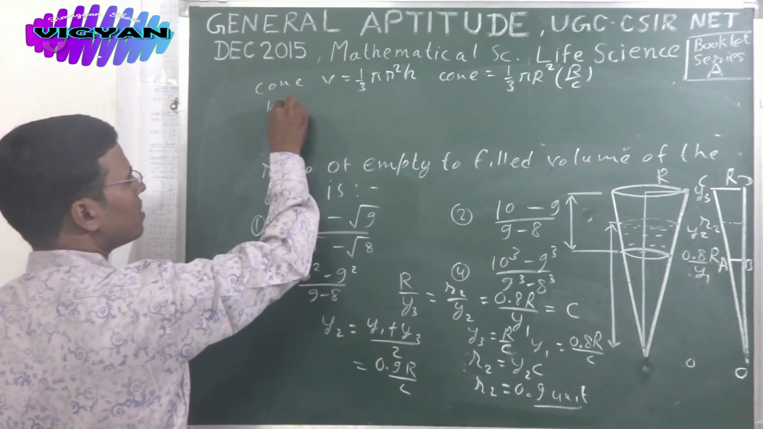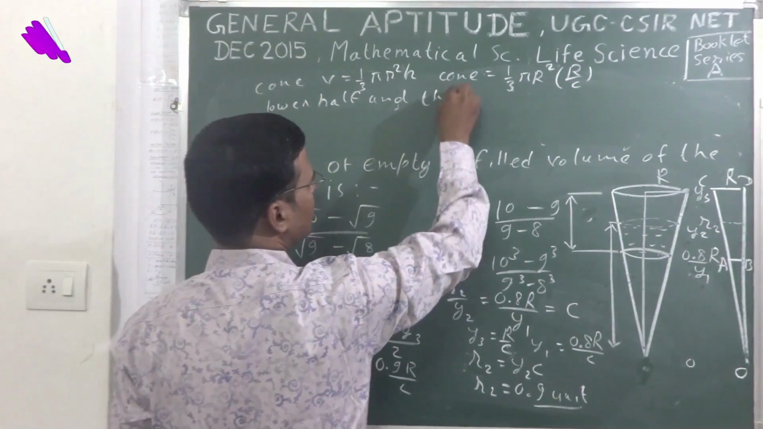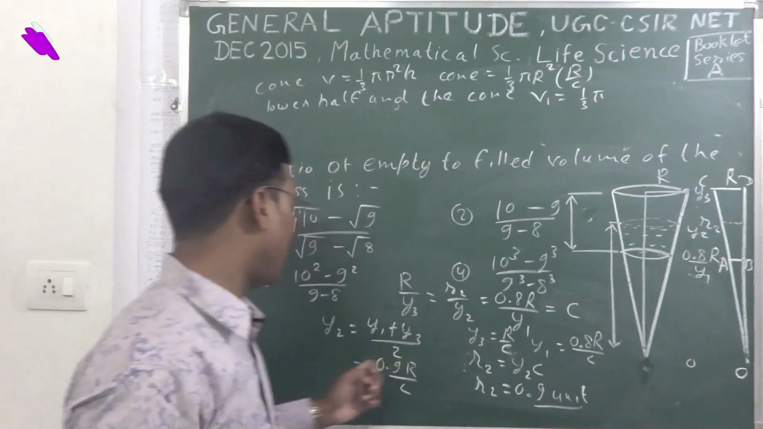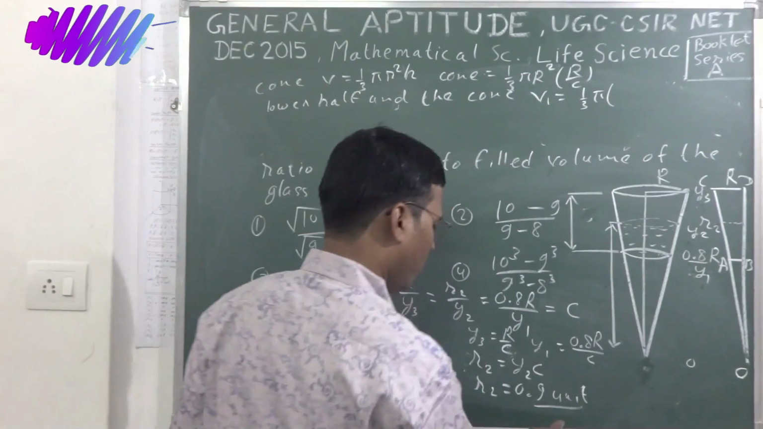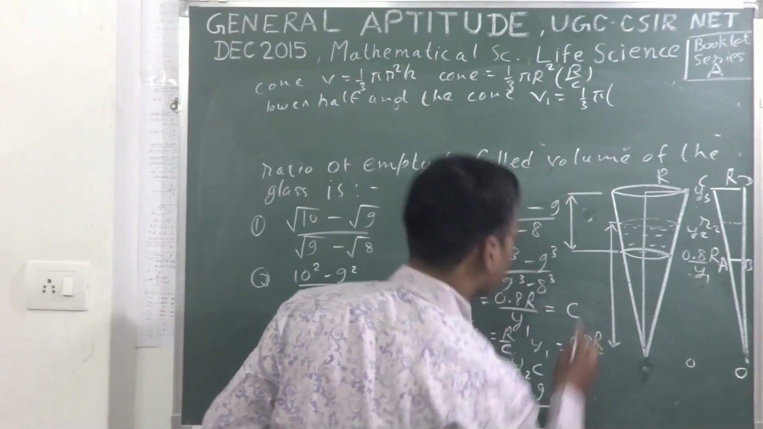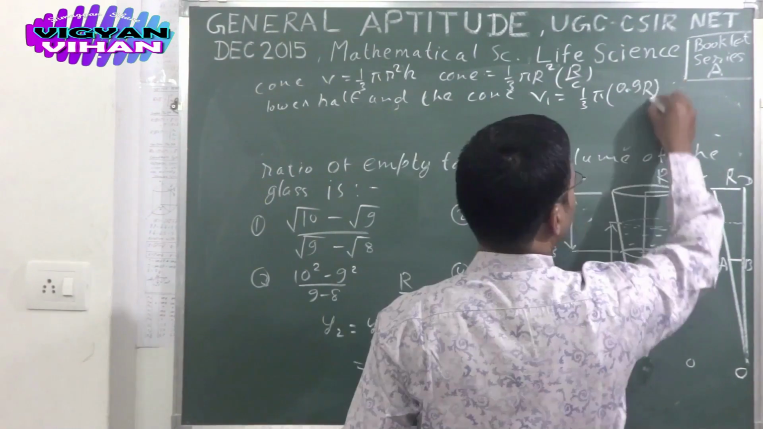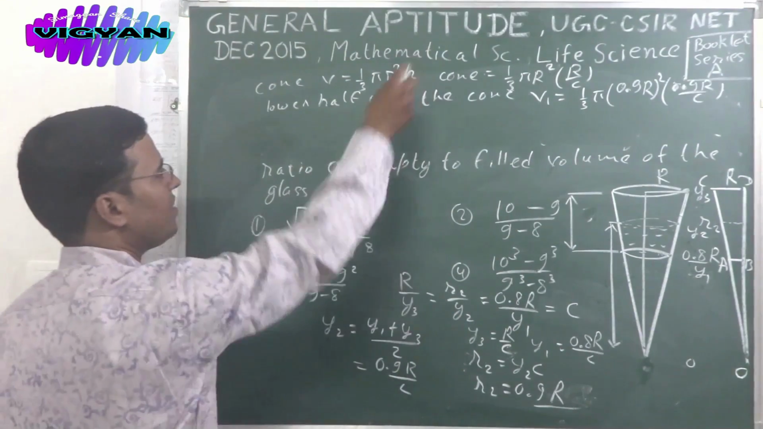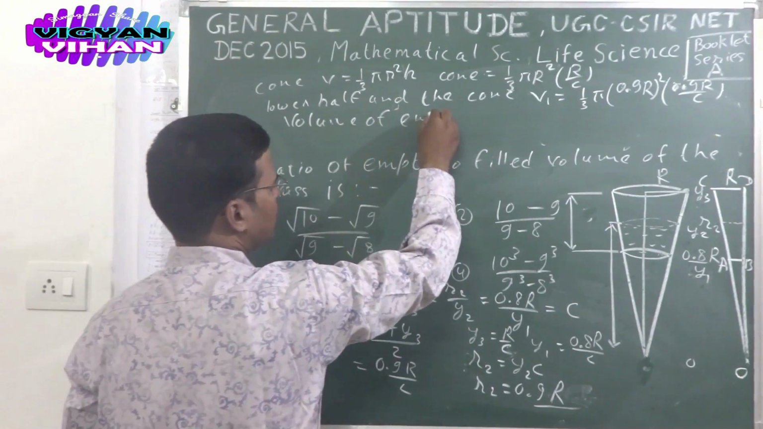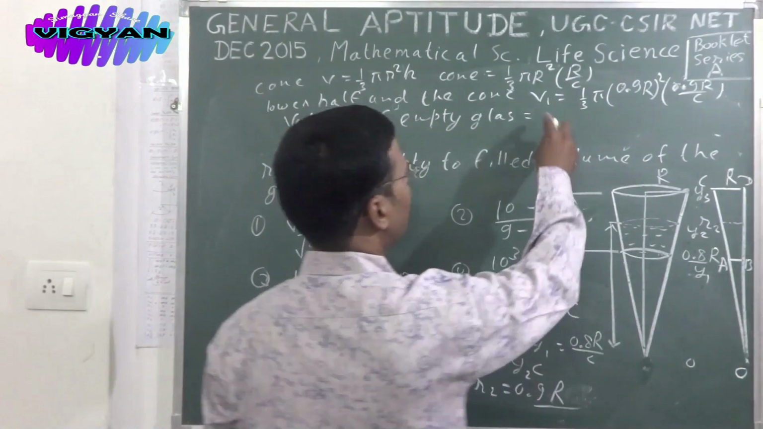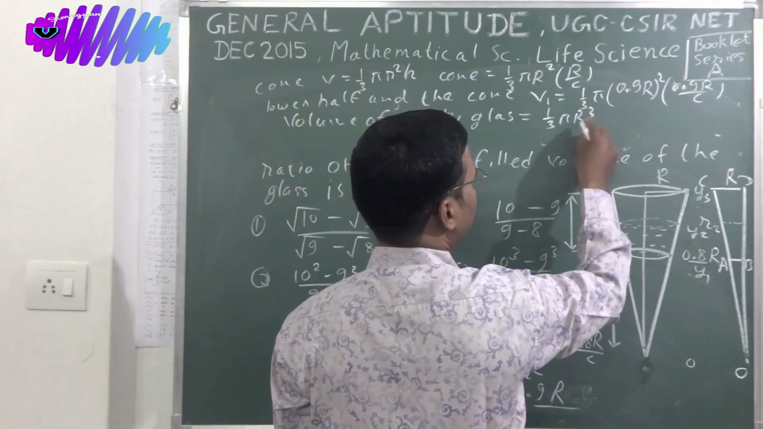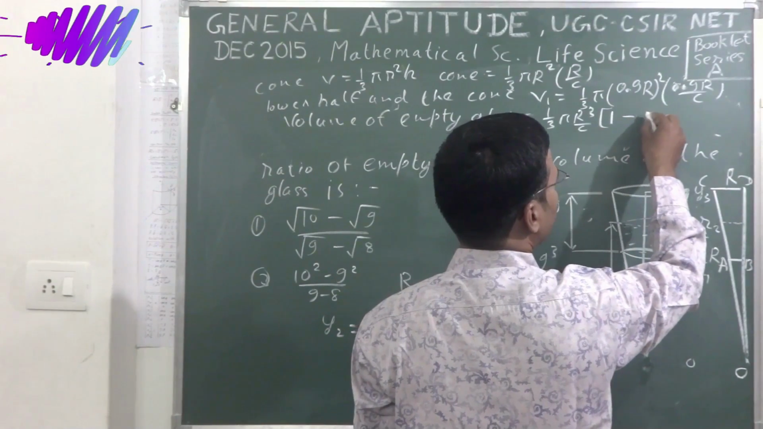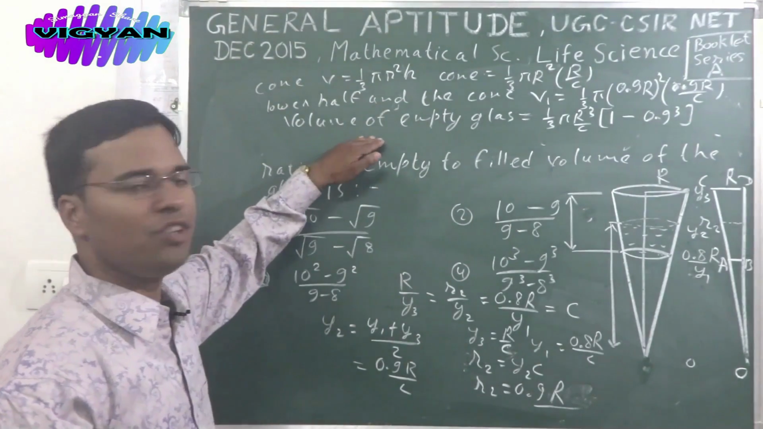So the lower half cone volume can be calculated by V1 equals 1 by 3 pi r2. This r2 value is here 0.9 units. So 0.9 r square multiplied with y2. We can write here y2 as 0.9 r by c. We will get the volume of the empty glass equals the difference of these both parts, 1 by 3 pi r cube by c is also common, and inside the bracket we will have 1 minus 0.9 cube. This is the volume of the empty glass.